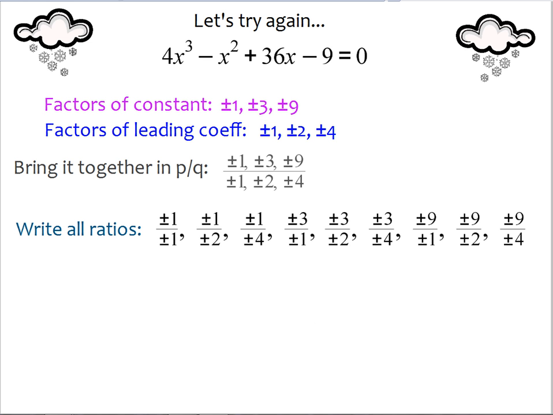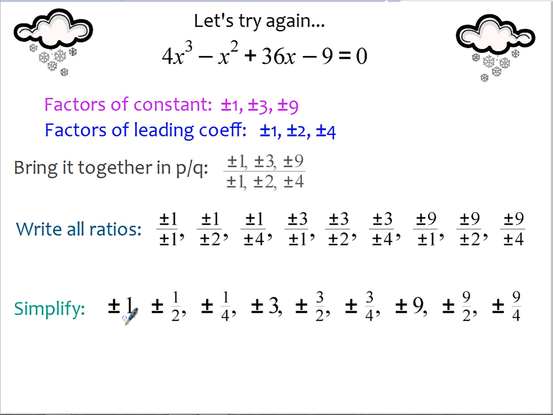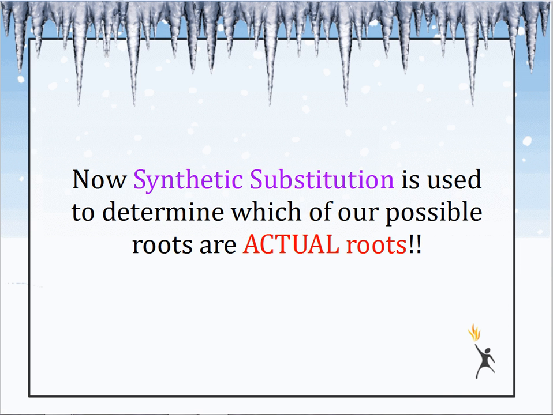I'm going to simplify a little bit, because 1 over 1 just gives me 1, 3 over 1 gives me 3, 9 over 1 is just 9, and so on. I'm going to get rid of any repetition if there is any. In this case, there's not. So these are all possible roots to this one little equation. To find out if they're actual roots or not, we're going to use some synthetic substitution.